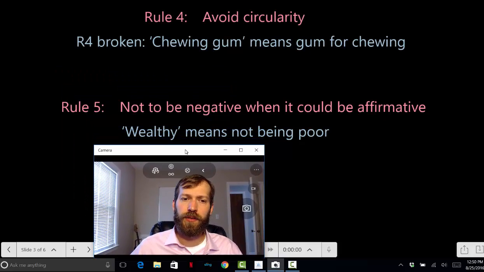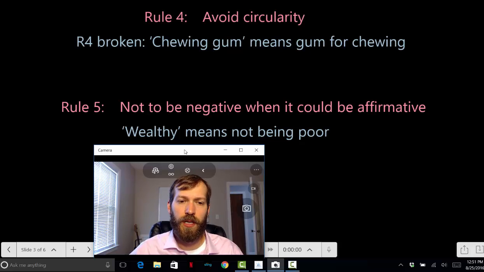Rule 5 tells us not to be negative when it could be affirmative. So if there is a way to define the word without using nots and nos and things of that sort, then define it that way. Don't define it in terms of its opposite. This is like a special case of not getting at its essence, right? Of missing its essential meaning.